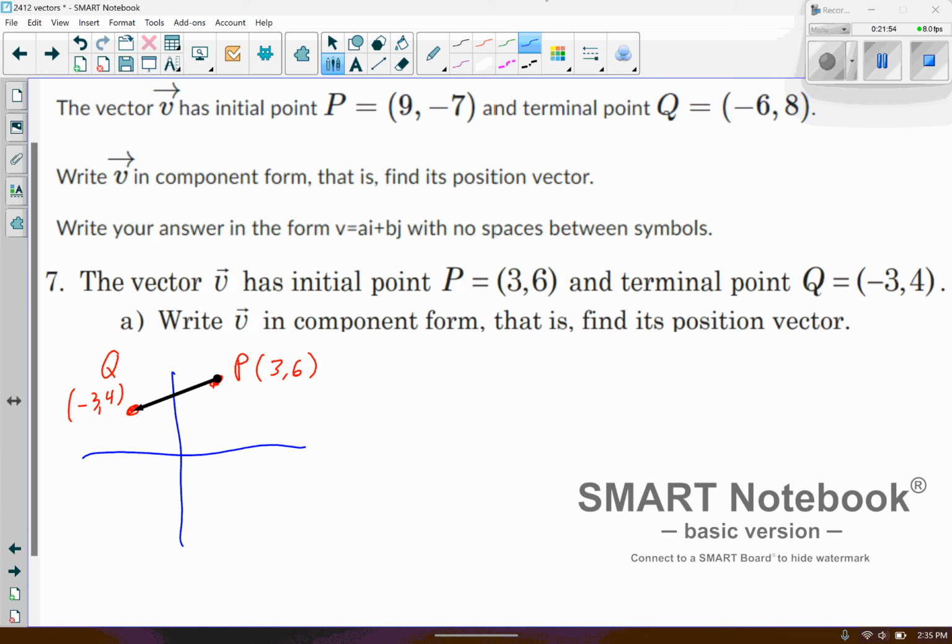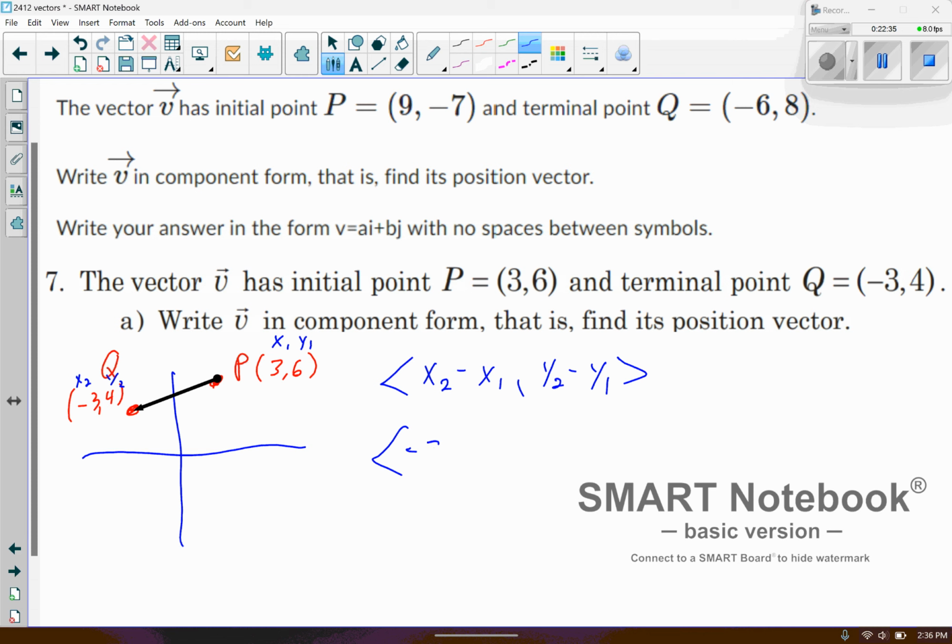You take your terminal point and subtract the initial point. This would be x1, y1, and this will be x2, y2. So for my vector, you want to find x2 and take away x1 so you can figure out how x changed. And then the same thing with the y values: you take y2 and subtract y1 from it, okay? It's very important that you go in that order. The terminal point coordinate value goes first.